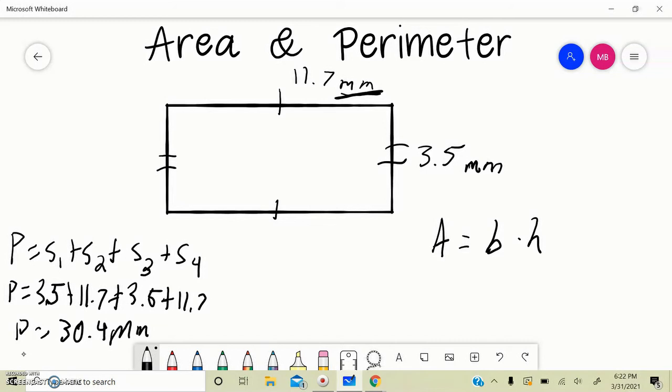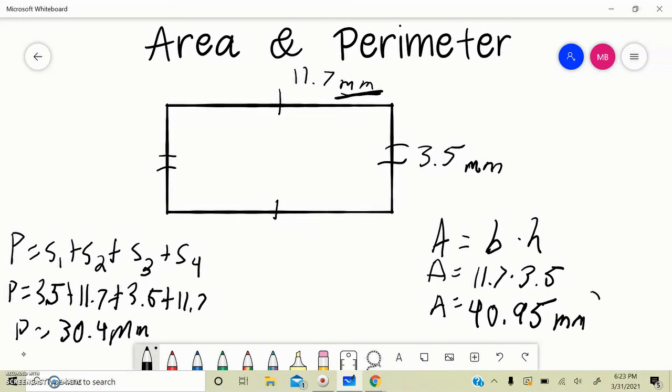Let's take a look at area. So I remember my area is base times height. So I'm going to do area is equal to 11.7 times 3.5. I do that on my calculator. And area is equal to 40.95. Can't forget my units. Millimeters squared.